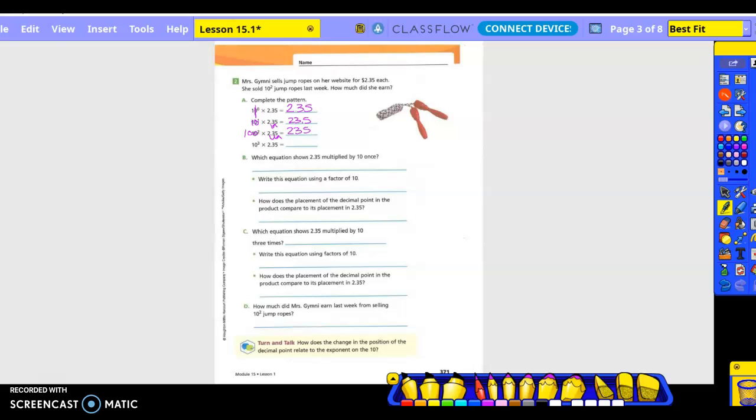10 to the third power is what? It is 1,000, right? Because you have a 1 with 3 zeros. And then we move our decimal how many places? 3 places to the right, and we have to add a 0 to hold our spot. So our new number is 2,350. Which equation shows 2 and 35 hundredths multiplied by 10 ones? So which one shows that? Which exponent? So 10 to the first power times 2.35 equals 23.5.